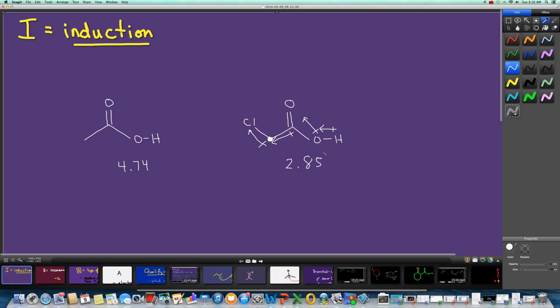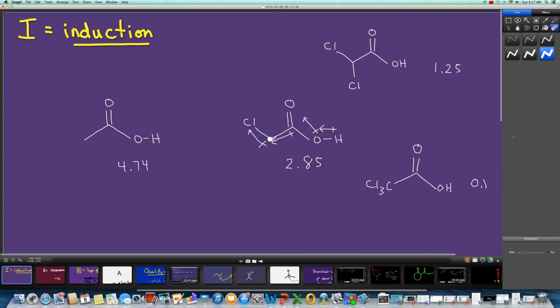And of course we can continue this trend if I have a dichloroacetic acid. So I replace two hydrogens with chlorine atoms. Now the pKa is 1.25. And if I replace it with 3 chlorine atoms, the pKa is 0.7. So clearly, you see the inductive effect is explaining why our acid is becoming stronger and stronger as we are increasing the ability to delocalize this forming negative charge.